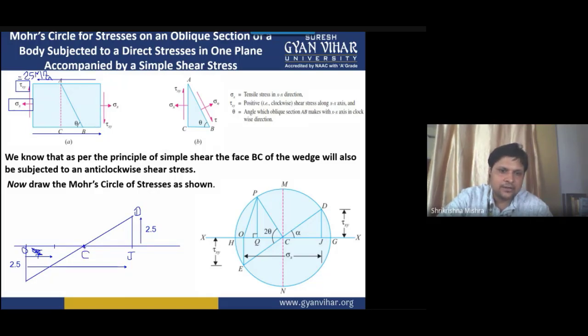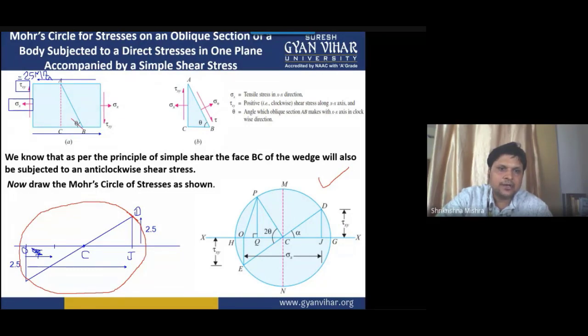Now taking center C and radius CD, we will draw a circle in this way. All right. So you can see this is the final diagram which we are going to make. We will draw a circle in this way.